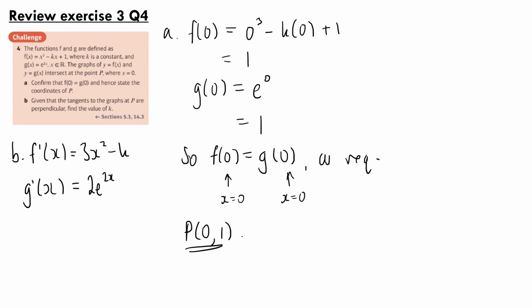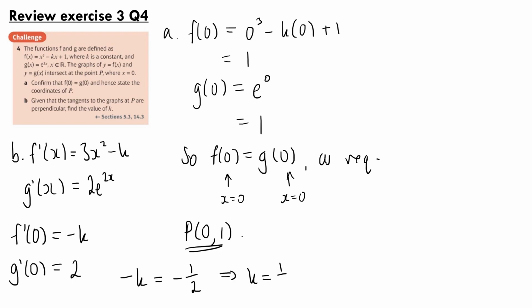Now, to find the gradient of the tangent for each of the curves, we just need to substitute x equals 0 in. So f dash of 0 is equal to 3 times 0 squared, so that's 0, minus k. And g dash of 0 is equal to 2 times e to the power of 0, so that's just 2. Now, we know that these gradients are perpendicular, so minus k must be equal to minus a half, so k is equal to a half.